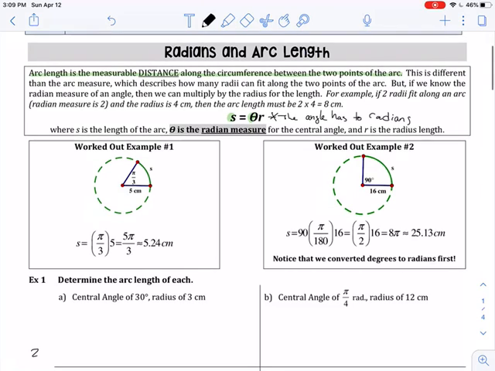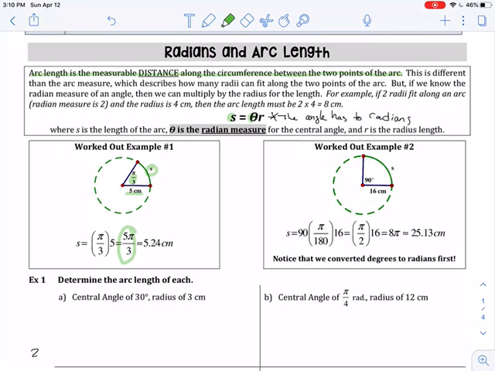Okay. So on this first one here, they give us the center angle, pi over 3, and it's in radians. We also have the radius, and then we're looking for the arc length. So we just plug that in. So pi over 3 is the angle. All right. 5 is the radius. When we multiply those out, we get 5 pi over 3. If we put that in our calculator to get a number, we'd have a 5.24. We're probably going to be leaving it in this more exact form unless we tell you otherwise.